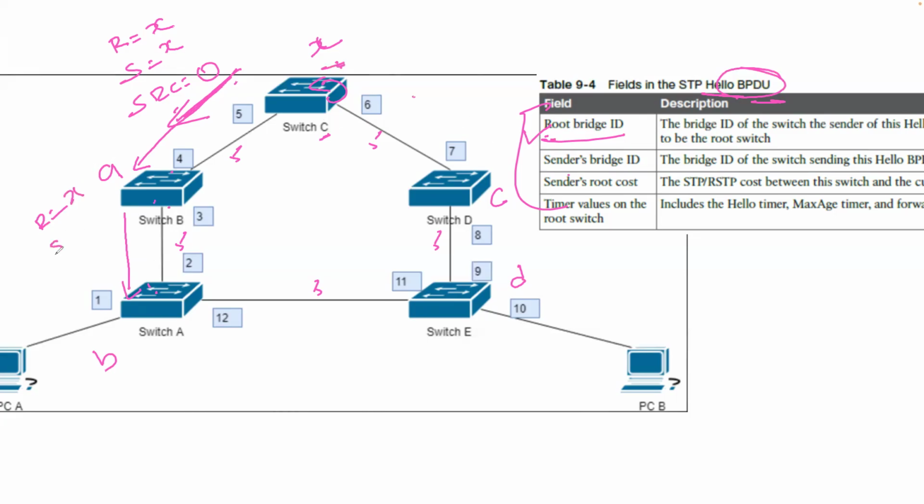Sender bridge ID: A. Who is sending it? A is sending it, right? A. Sender root cost: what is the cost of A reaching C? 5, right? 5. Understood? So when this goes all the way down everywhere, the root bridge ID will not change because it's the same. But whoever is forwarding that hello will keep on changing the sender bridge ID and sender root cost.